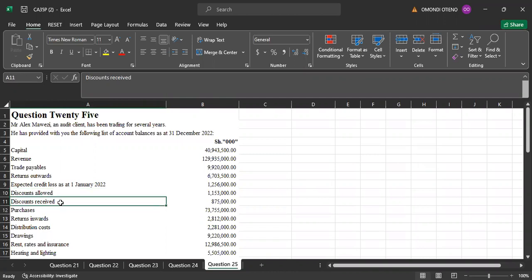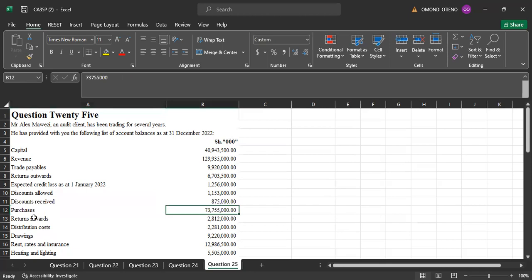Discount received, when you're going to do purchases of the raw materials or the goods that you want to resell, you've been given discount. The original price is maybe 10 million, but you've been given 5% discount. So it means you are not going to pay the 10 million. You'll be paying 95% of 10 million. So it means discount received reduces your purchases value. We have purchases itself here.